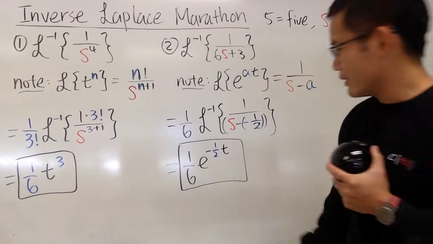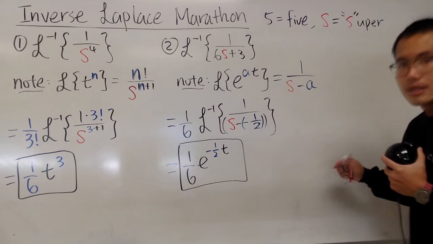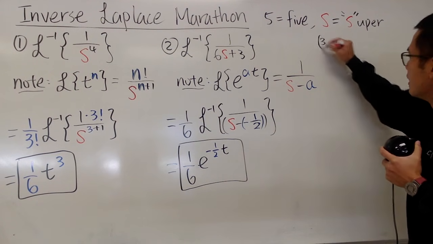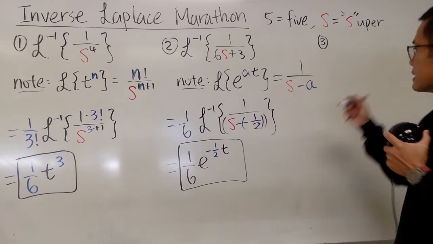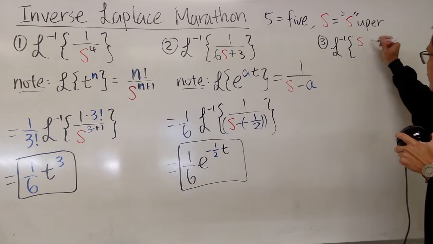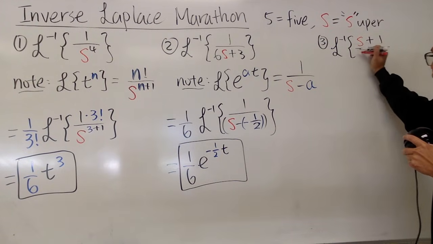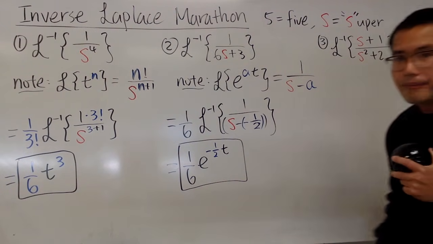So just continue with number 3. I think I should be able to write down another one. Yeah, let's do another one right here. Number 3, we have the following. We have the inverse Laplace of s plus 1, again, s in red plus 1 over s in red and then plus 2, like this, right?